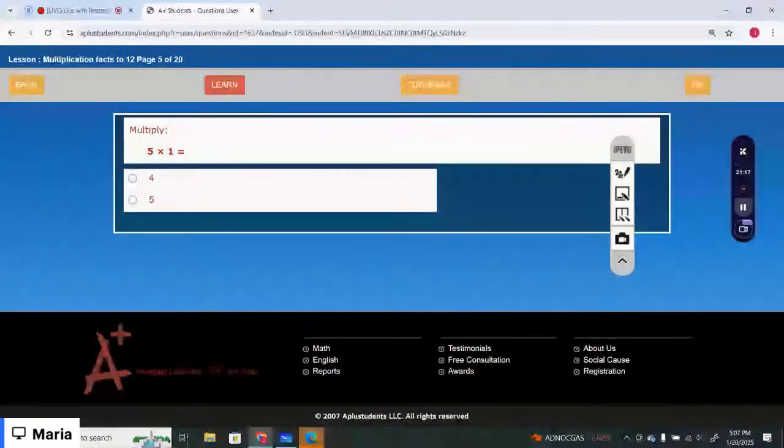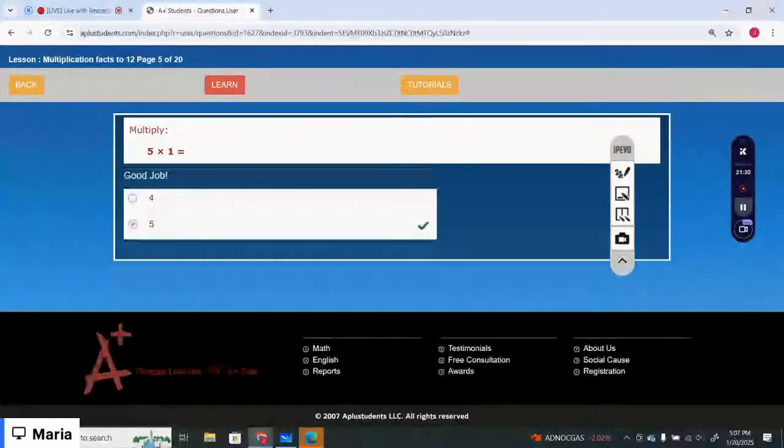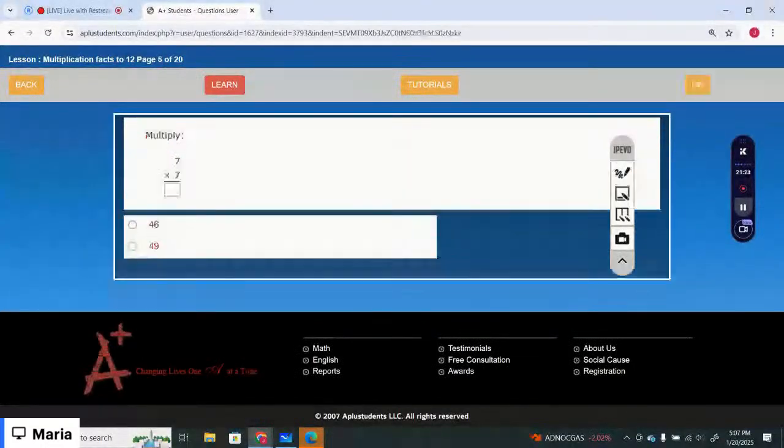5 times 1 is, any number when you multiply by 1, the number stays the same. 5 times 1 is 5. 7 times 7 is 49.